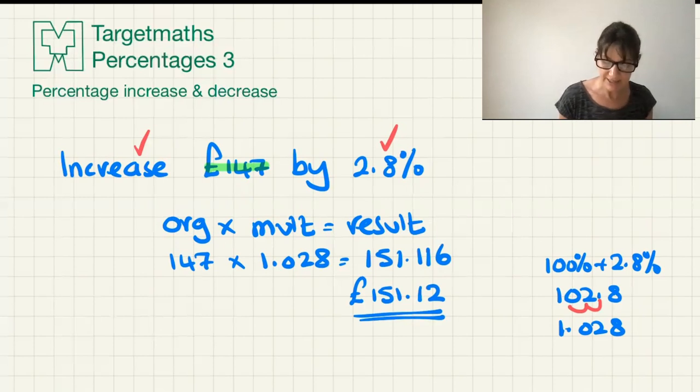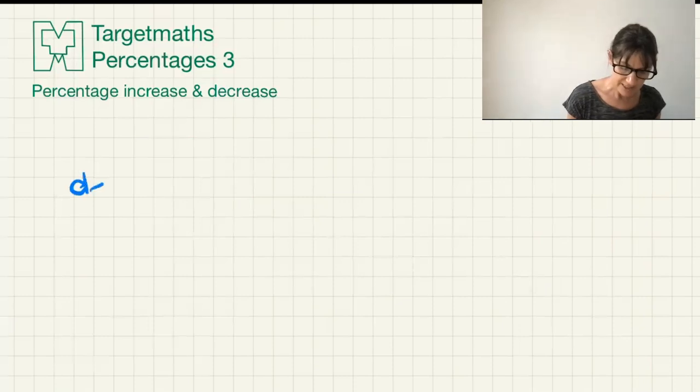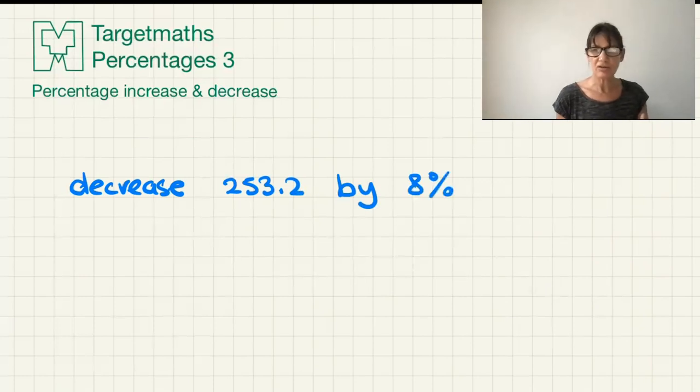Right, let's look at decrease. Let's do 253.2. Just want to show it with a decimal by, let's say, 8%. Just to show you, it doesn't really matter what numbers they put in. You've got to trust your method, have confidence in your method, and it's just going to do it. It's just going to work. That's why we have formulas. They do everything for us.